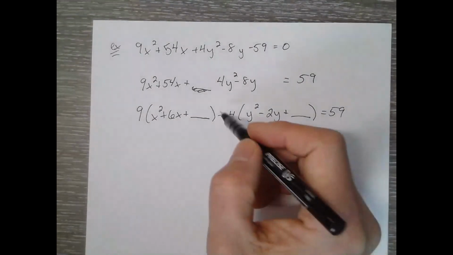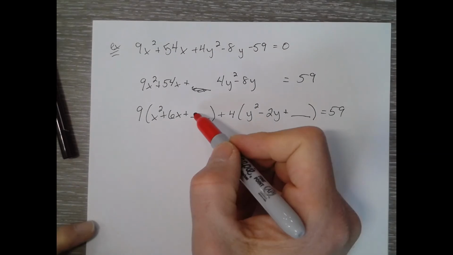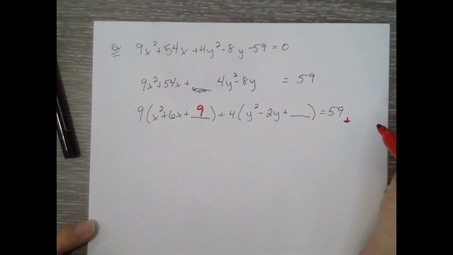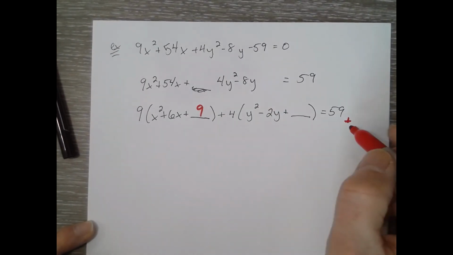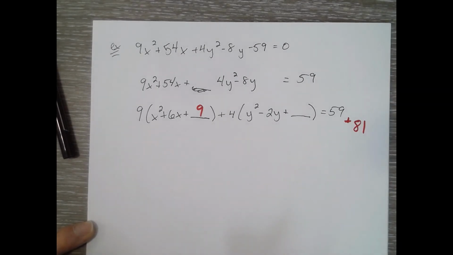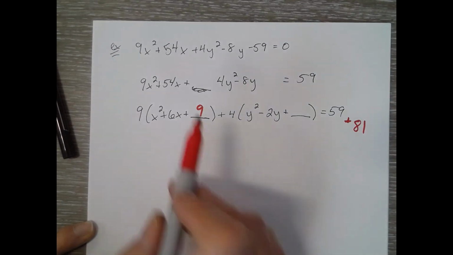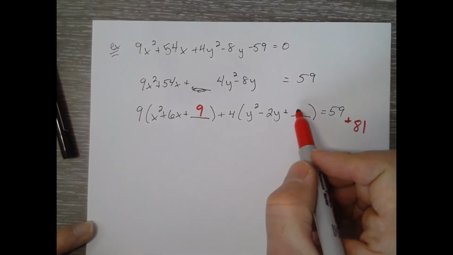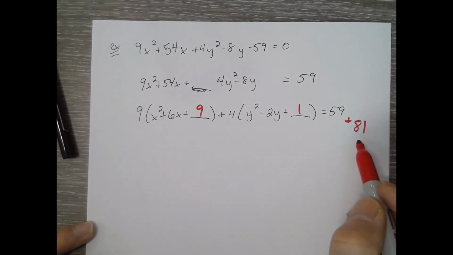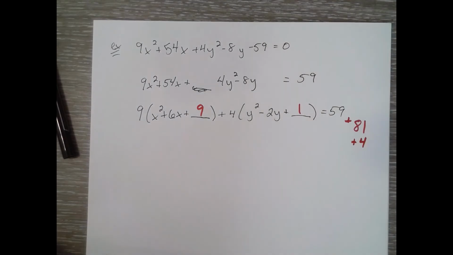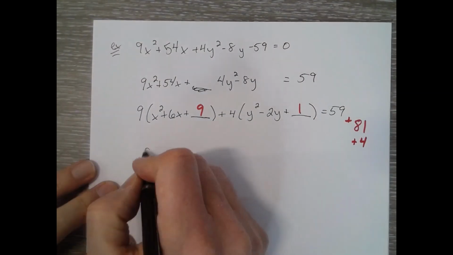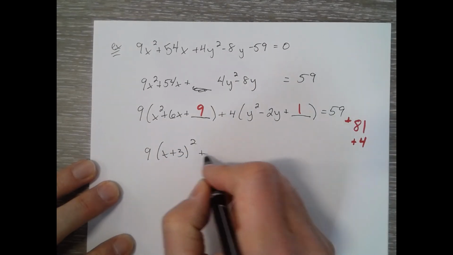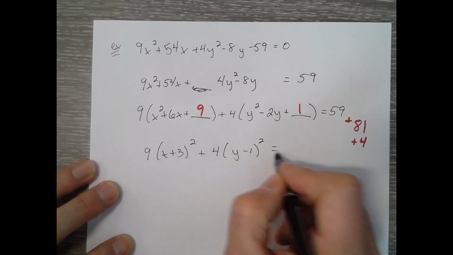All right, so what number goes right here? 9, because half of 6 is 3, that's 9. So I have to add how much to the other side? 81, because it's 9 times 9. We just added 81 to this side. And what goes here, Ethan? 1. So I have to add how much to the right side? 4. All right, so 9 parentheses x plus 3 squared plus 4 parentheses y minus 1 squared equals 144.